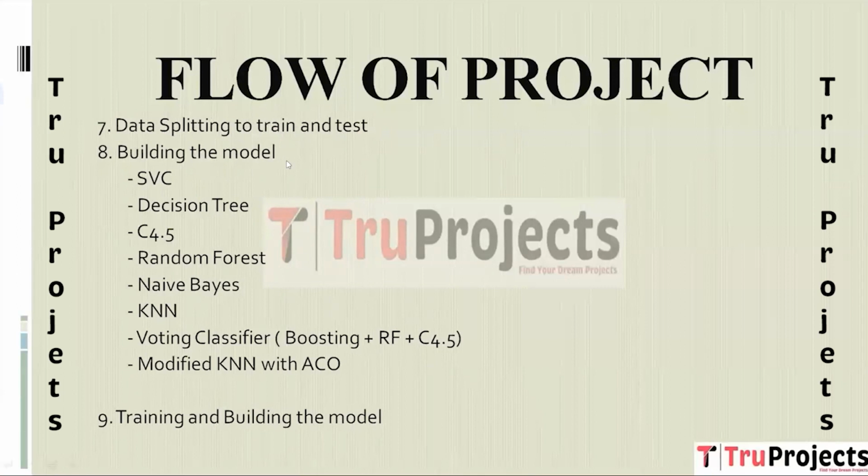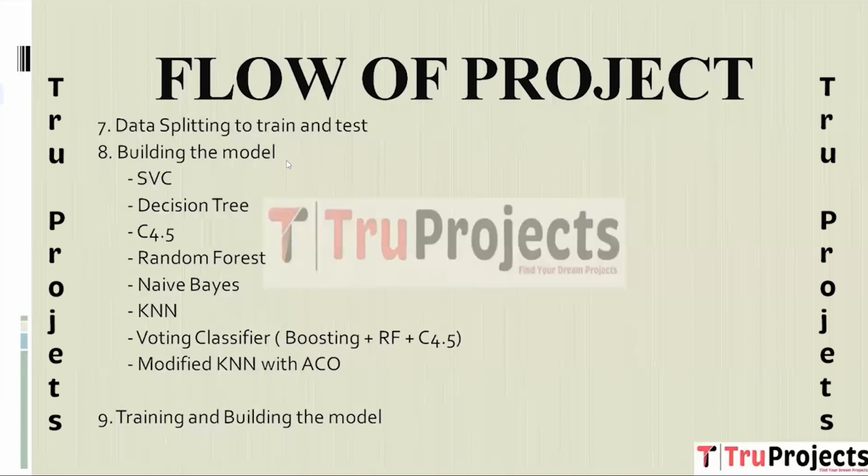Then we have building the model. SVC, which stands for support vector classifier, creating a model using support vector classifier. Decision tree, constructing a model using a decision tree algorithm. C4.5, implementing a model using the C4.5 algorithm. Then we have random forest, building a model using the random forest algorithm. Similarly for the naive Bayes, constructing a model using the naive Bayes algorithm. KNN, which stands for k-nearest neighbors, creating a model using the KNN algorithm.